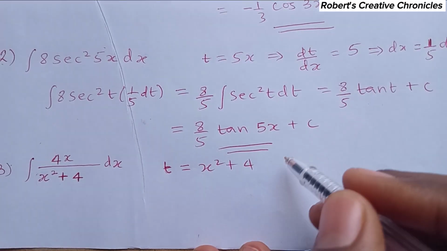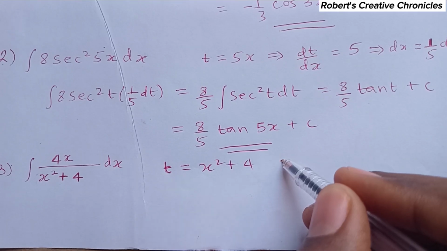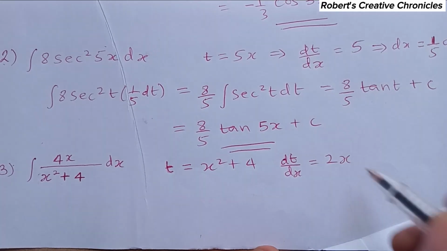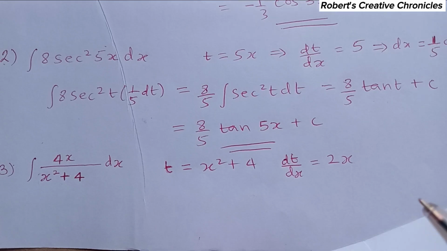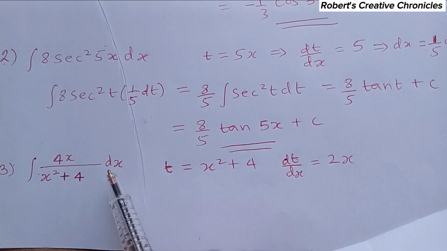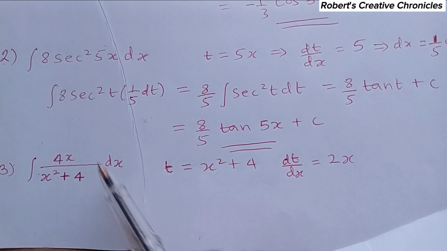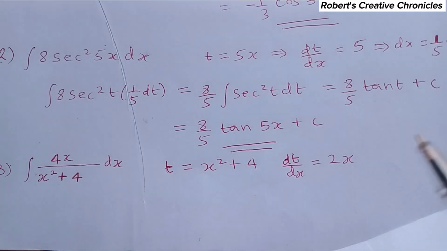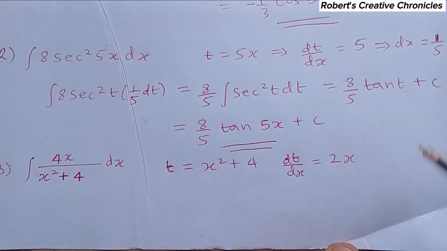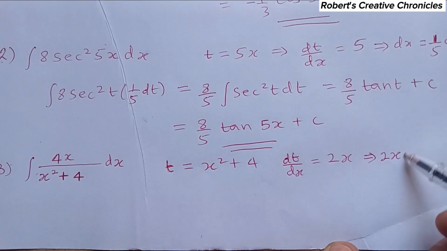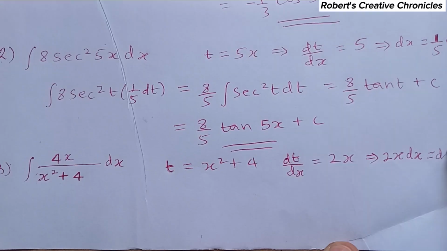So now we'll differentiate this. It becomes what? dt over dx is equal to 2x plus 0. So now, normally we make dx the subject of the formula. But since there's x here, to make this easy for ourselves, we can make x dx the subject of the formula. So we'll cross multiply, it becomes 2x dx is equal to dt.